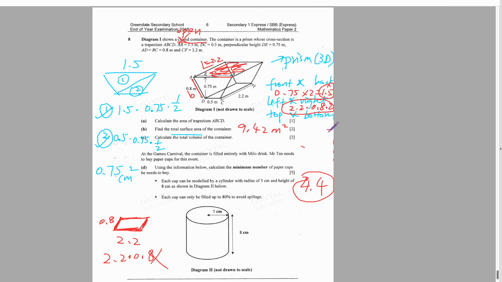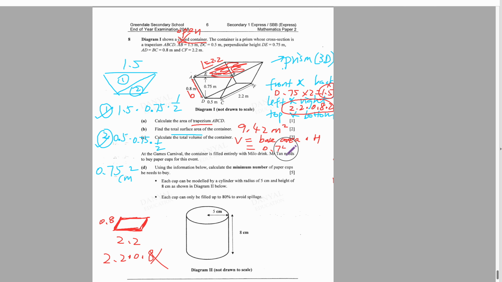Now you are asked to find the total volume of the container. I think the volume is easy. What's the formula for a prism? Base area times height. So what's the base area in this case? It's the trapezium. So you figure it out.